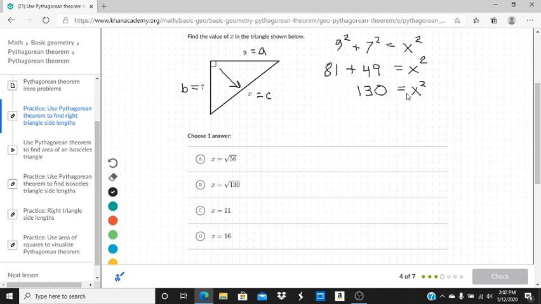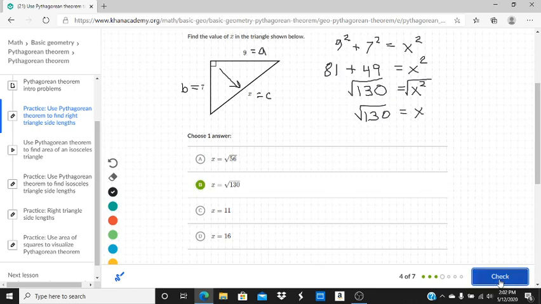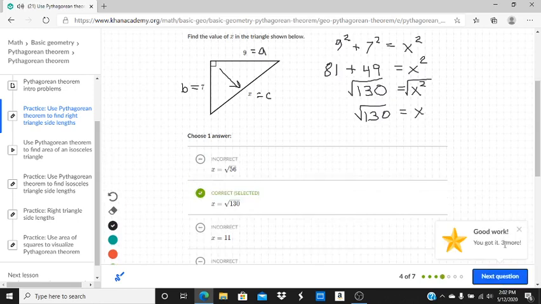We want just x, so we're going to have to take the square root of x squared, take the square root of 130. So we get the square root of 130 equals x, or x equals the square root of 130. It's our solution. Let's check, and look at that.